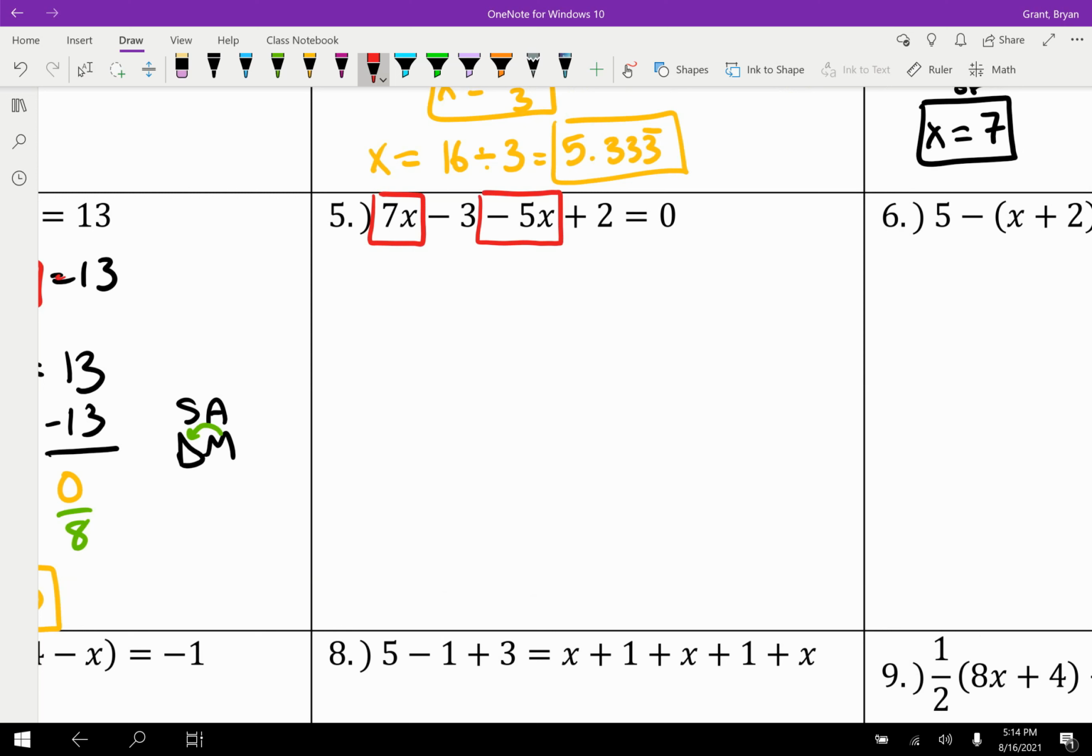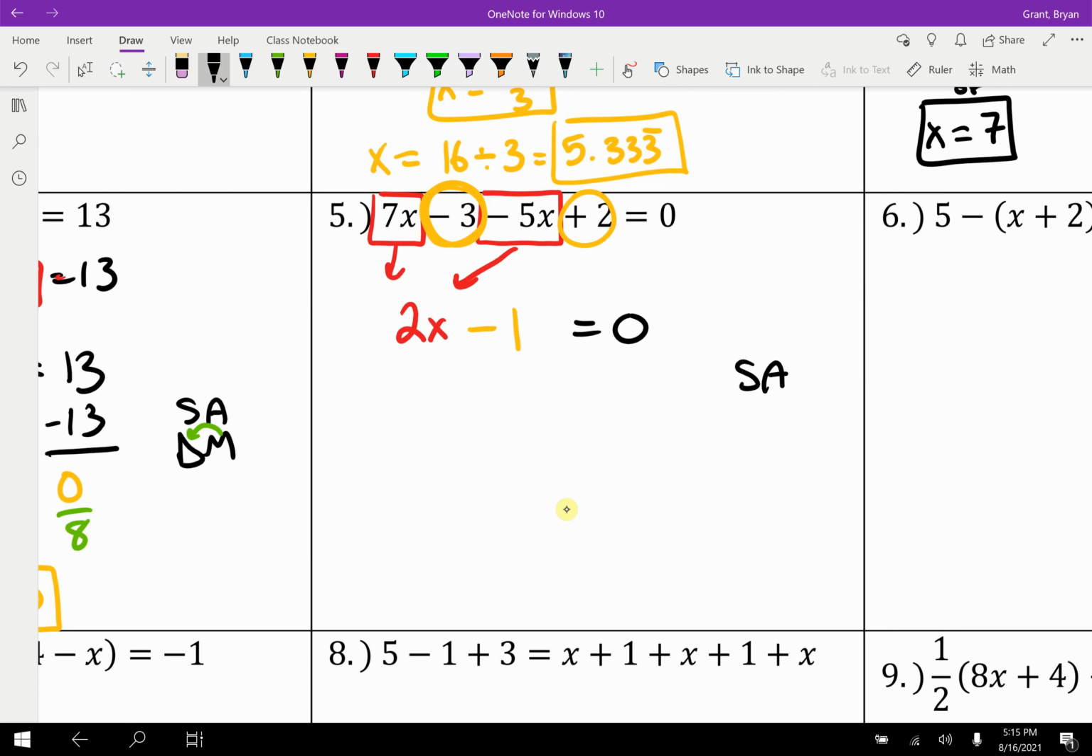I'm going to include that negative sign in front because we want to know what type of number it is, positive or negative. When you have 7 of something and you take away 5 of something, I believe that gives us 2 of something. Then, when we have negative 3, see those signs, plus 2. Negative 3 plus 2 is negative 1. And then this all still equals 0.